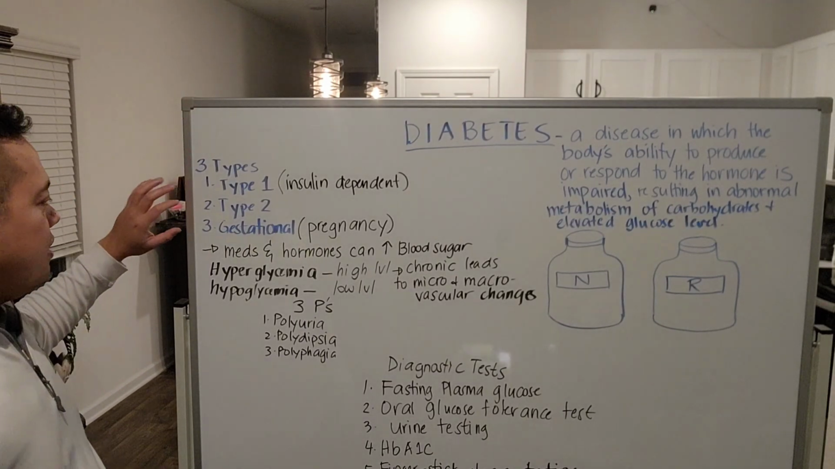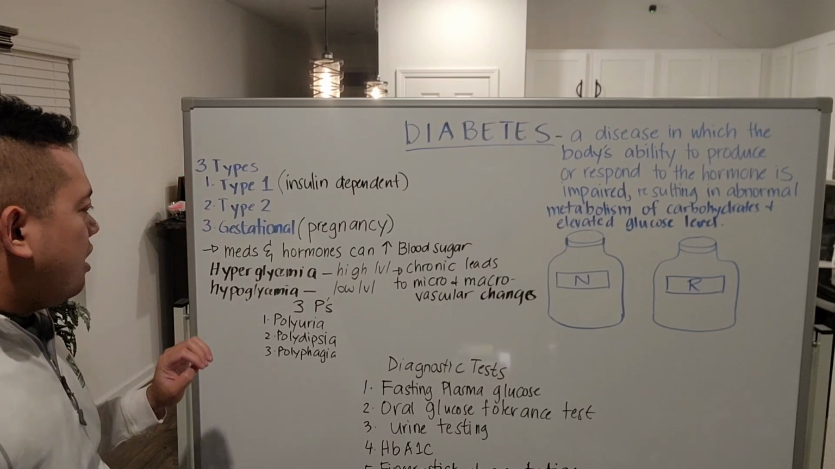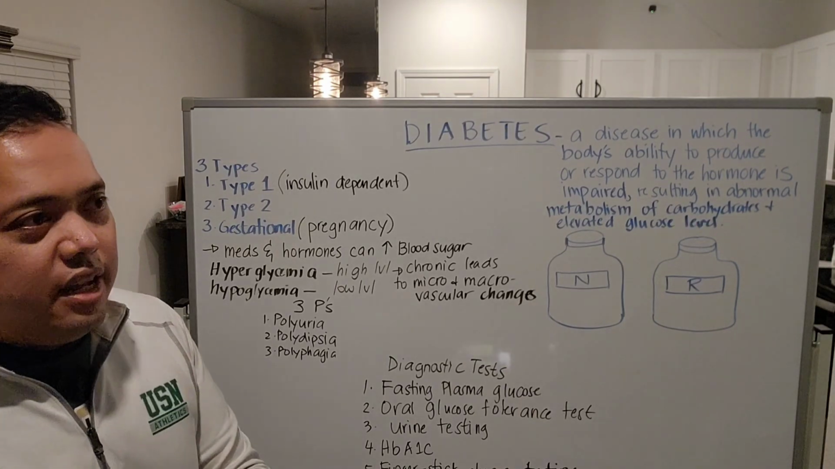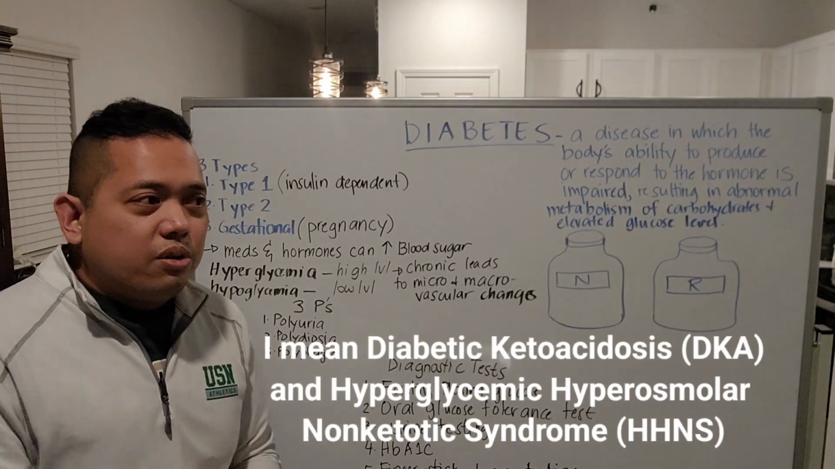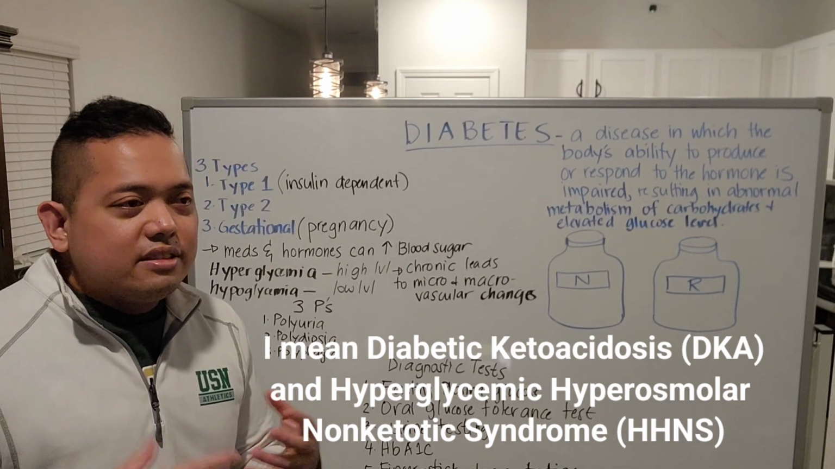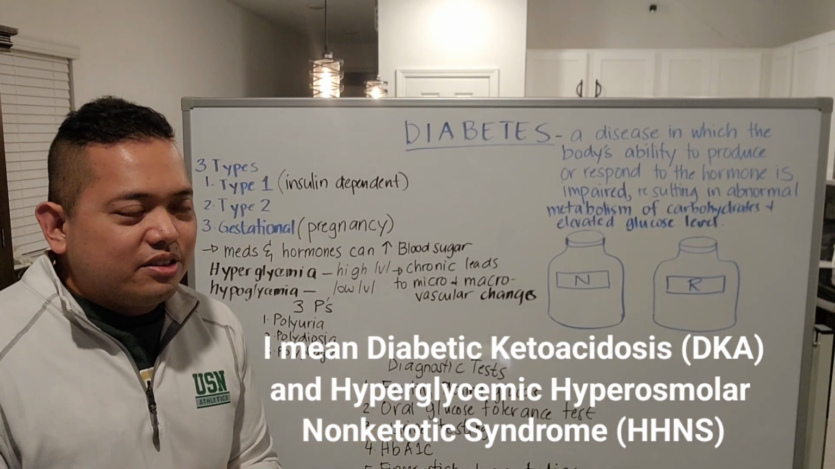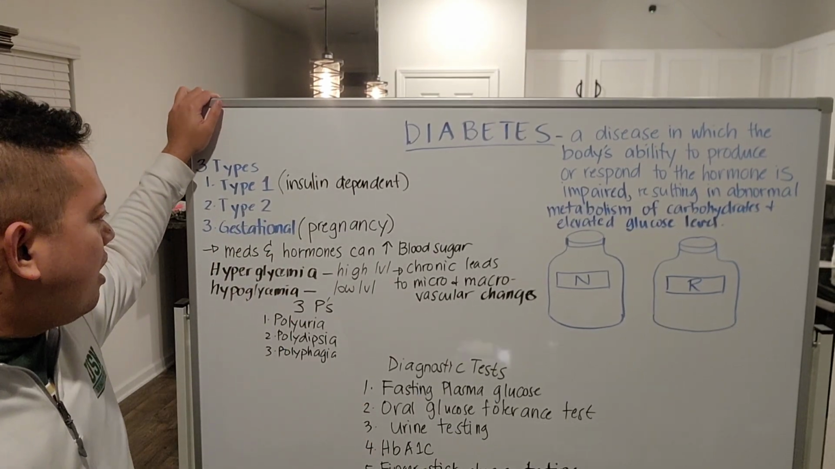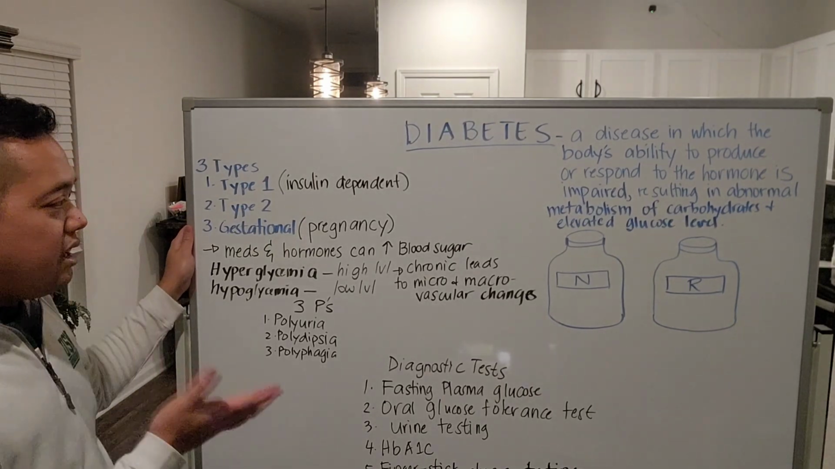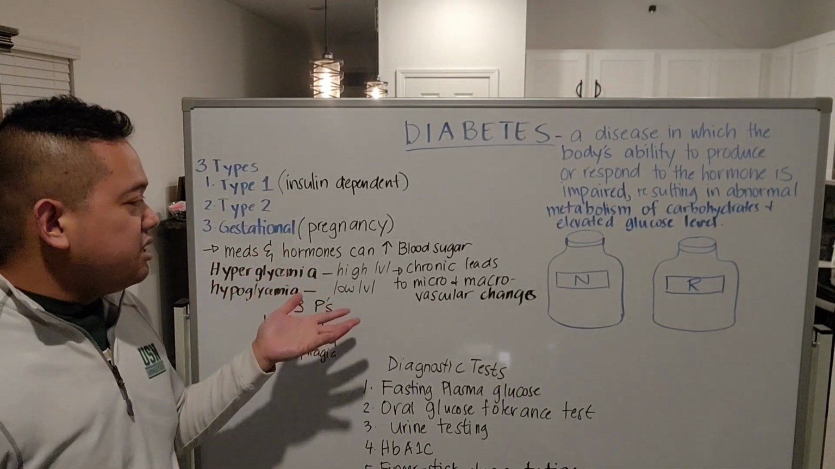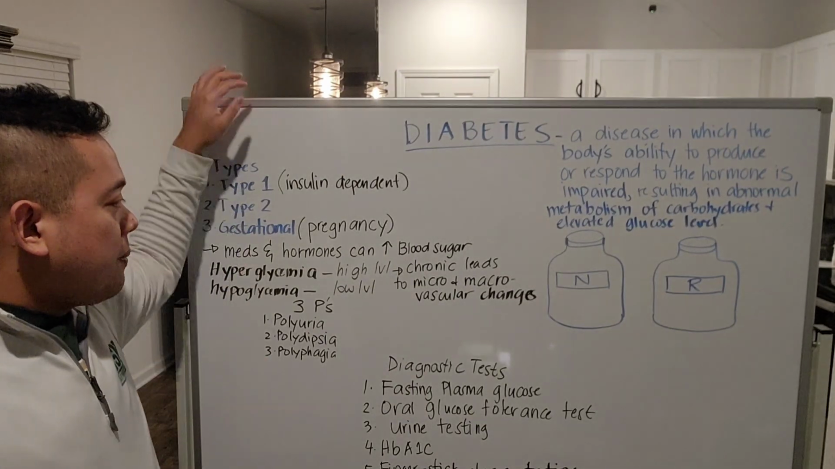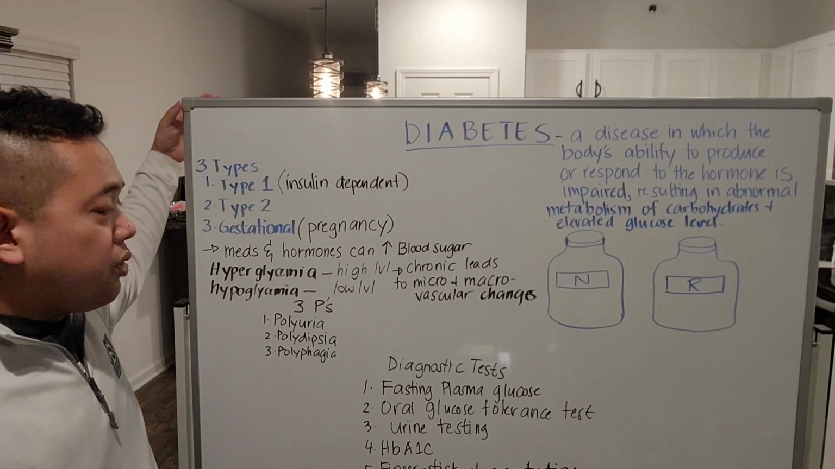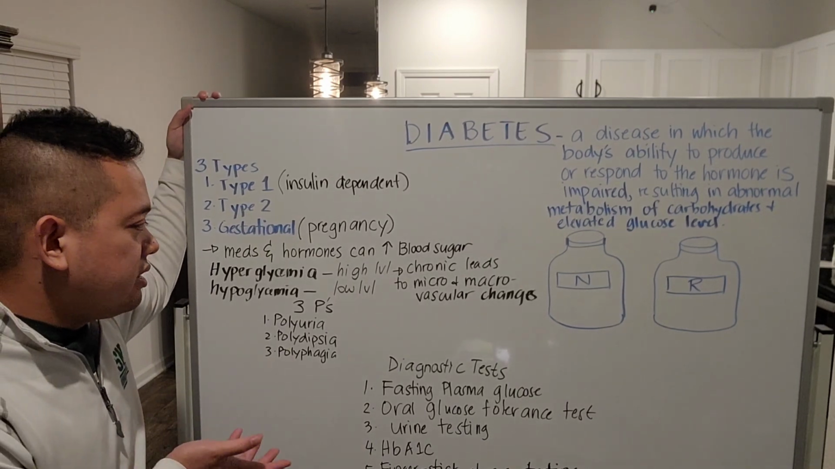So aside from these three types, I know Professor Harvey said that the DKA, diabetic ketoacidosis, and the HHS, we're not gonna cover that one until critical care. There's also other things that can cause increase of blood sugar. So medications and hormones can increase blood sugar. Examples would be epinephrine, and glucocorticoids also can increase the blood sugar levels.